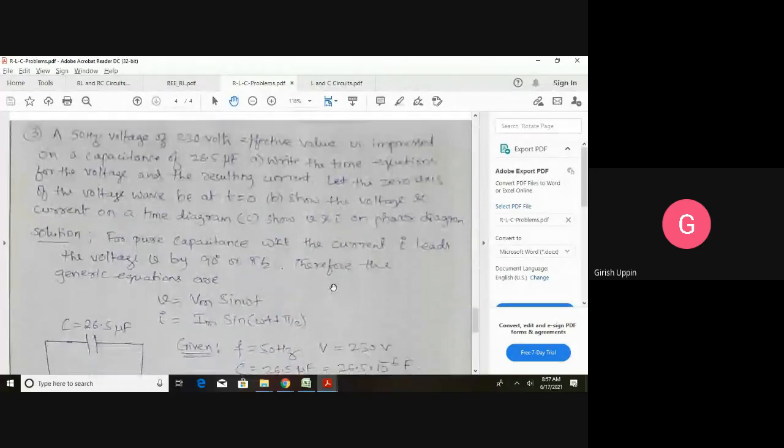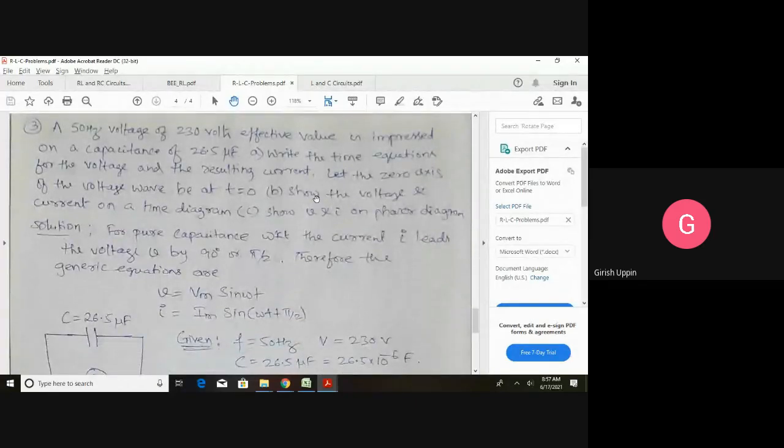Next we will see the pure capacitance. Now a 50 hertz voltage of 230 volts effective, that is RMS value, is impressed on a capacitance of 26.5 microfarad. Same thing we have to do. Write the time equations of voltage and current.